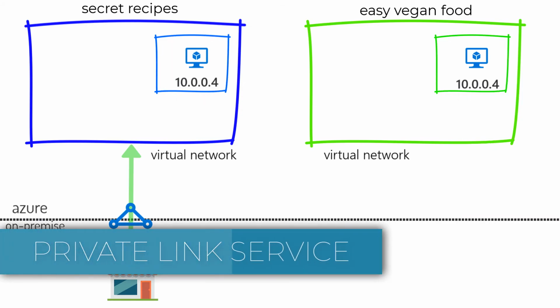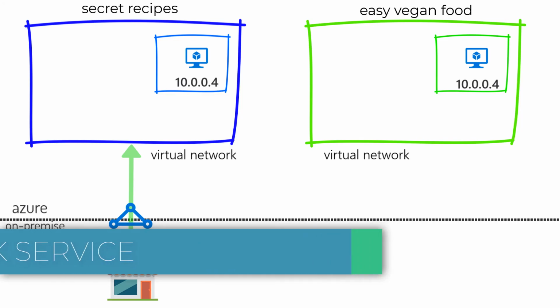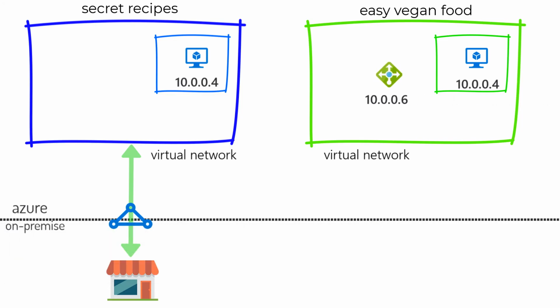In order to get started, first let's create a standard load balancer with a private IP address of 10.0.0.6. We will then create a private link service over this standard load balancer for consumption from the Secret Recipe subscription. We create the private link service so that we can expose the service from Easy Vegan Foods to be later consumed by Secret Recipe's virtual network.